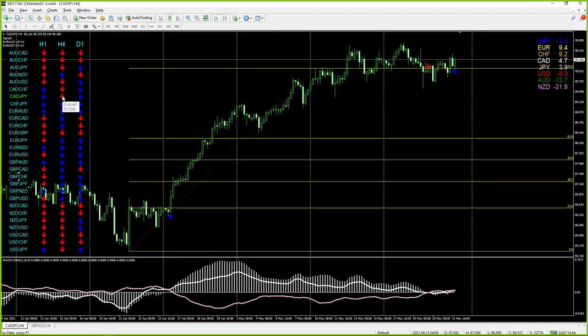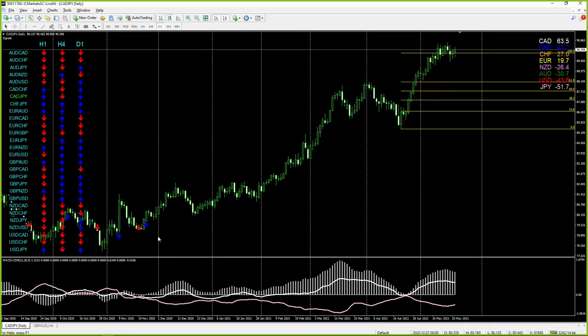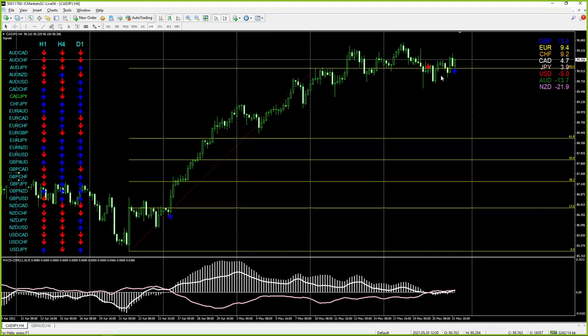On CAD JPY, the same. As you can see, it was a buy here on D1 time frame since last November. On H4, however, this coming week it's going to be buy already. So we should prepare for, or look for, some buy signals this coming week for CAD JPY, because this sell signal will change already.